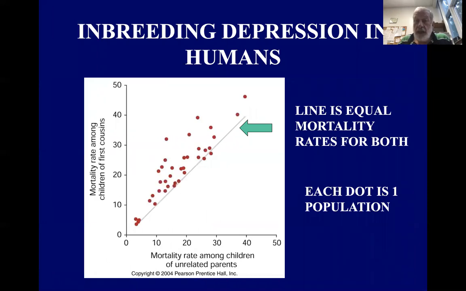Another way to look at this is with this graph, where the y-axis is mortality rate among children of first cousins, the x-axis is mortality rate among children of unrelated parents, and the equivalent would be right along the line running up there. The line is equal mortality rates for both. And you can see almost all the red dots, each red dot is a population, not a couple, but a population of people, almost all the red dots fall on the left side, the upper side of that line of equal mortality, indicating that in populations where there are first cousin matings, mortality rates are higher among the children.